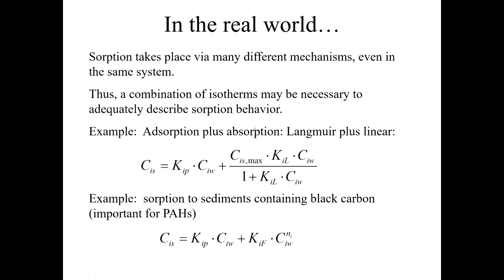So in the real world, you see a combination of isotherms. You might see a linear isotherm with a Langmuir on top of it. That would be some adsorption with some absorption, right, at the same time. And one thing that you very often see is sorption to sediments that contain black carbon, which is a shorthand that we use for soot carbon, elemental carbon. Granular activated carbon is like a pure form of black carbon.